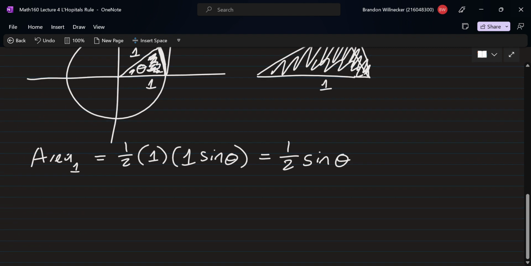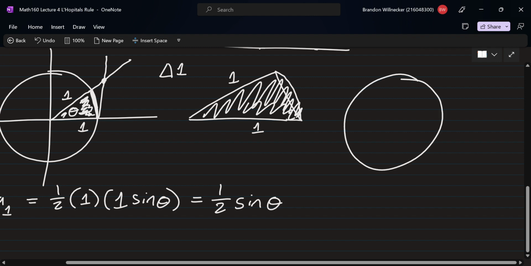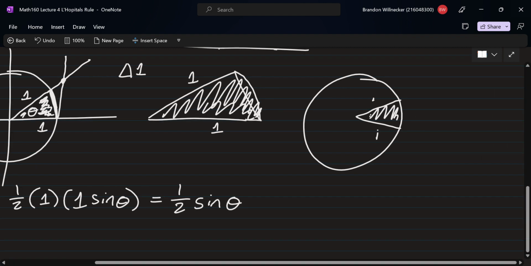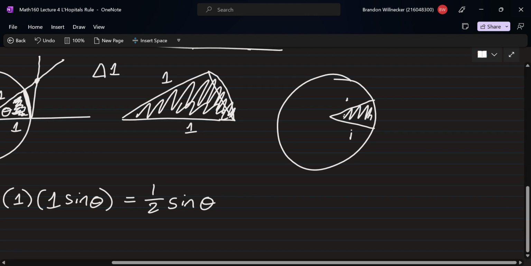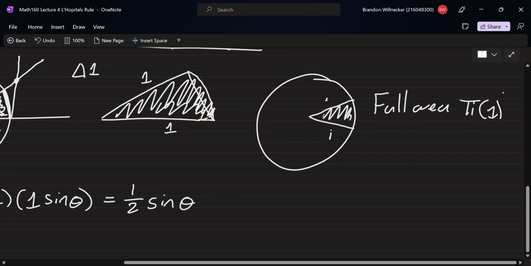Okay, so how do we find that area? Imagine we had the full circle, and then imagine that this little section is like a pizza slice, so one slice of the full pizza. So it's something like this. Again, the radius is 1, and we want to find that area there. Now the full area is going to be pi r squared, right? That's the full area of the circle. But the radius is 1, so it's just pi times 1 squared. So that's the full thing.